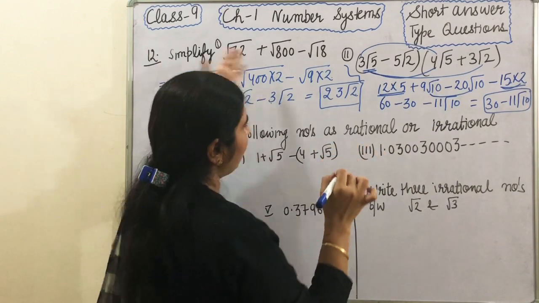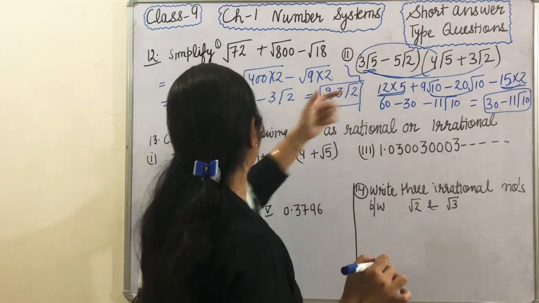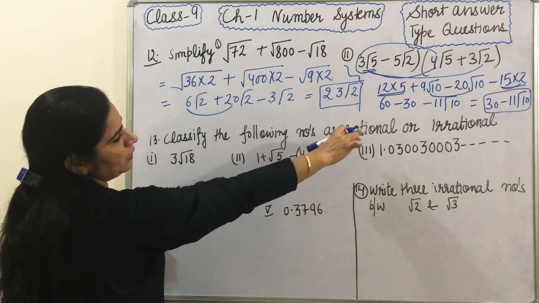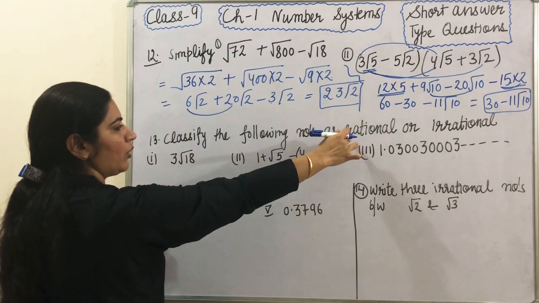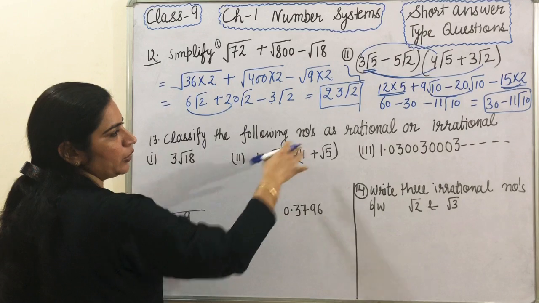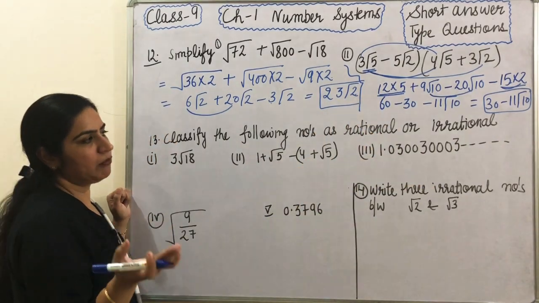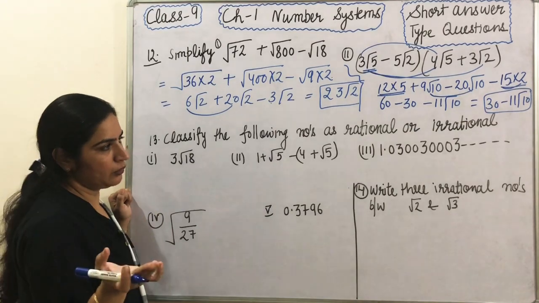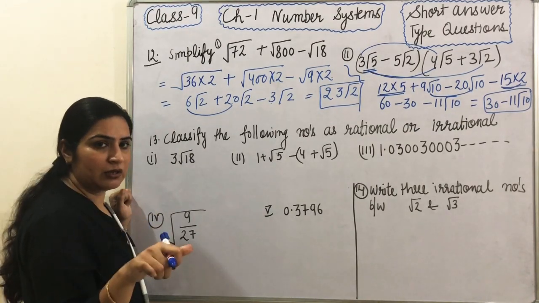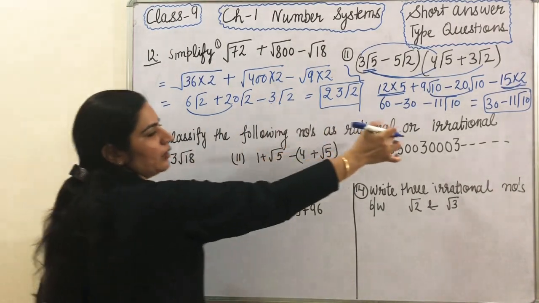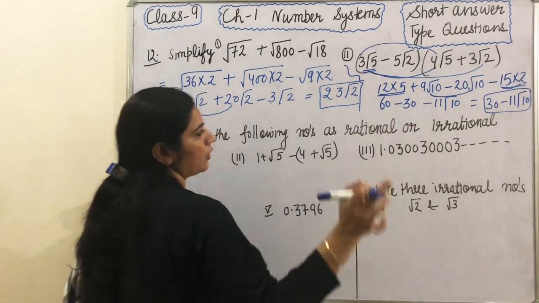Two questions of simplification type. Next one, classify the following number as rational or irrational. We have to classify whether the given number is a rational or irrational number. Rationals are numbers that can be written in the form of p by q, or terminating, or repeating also. Irrationals are non-terminating and non-repeating.